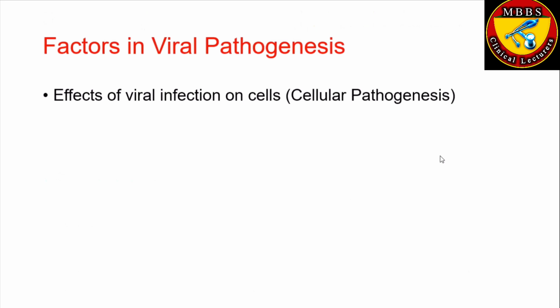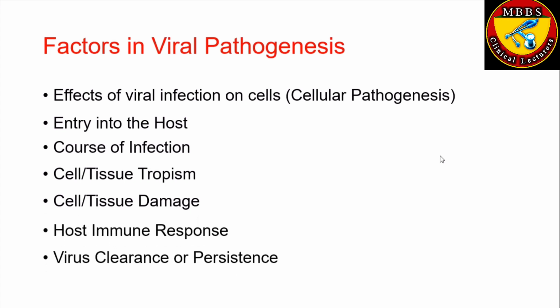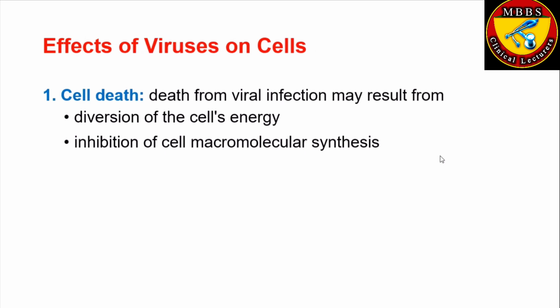The factors involved in the pathogenesis of viruses: number one, the effects of viral infection on the cells, which is also called cellular pathogenesis. Then entry into the cell, course of the infection, cell or tissue tropism, cell or tissue damage, host immune response, and viral clearance. So these are the factors involved in viral pathogenesis. Number one, the effects of viruses on the cells.